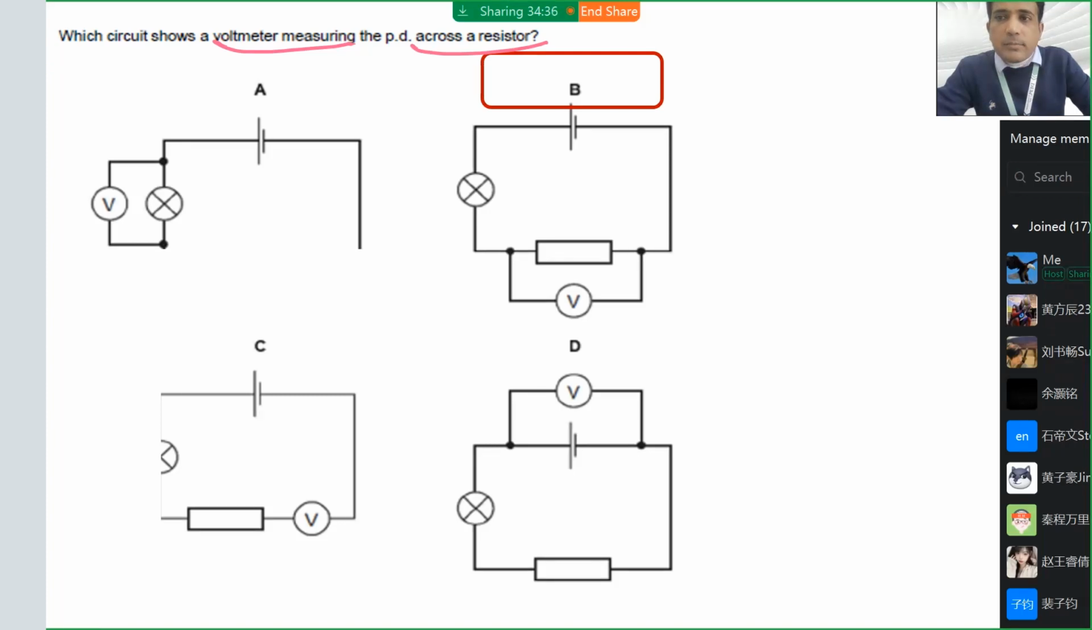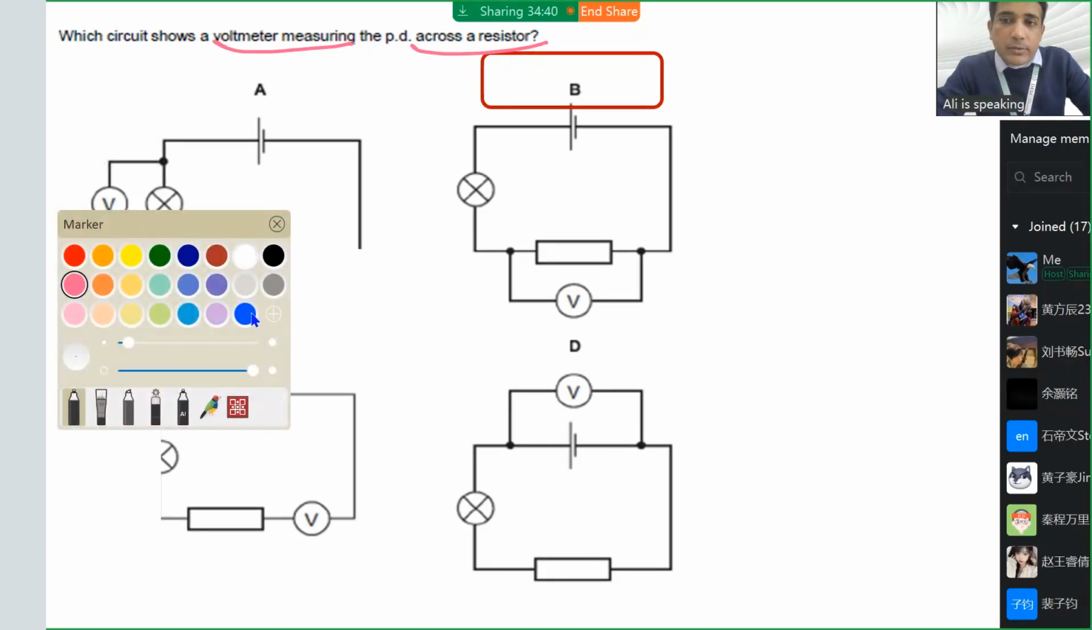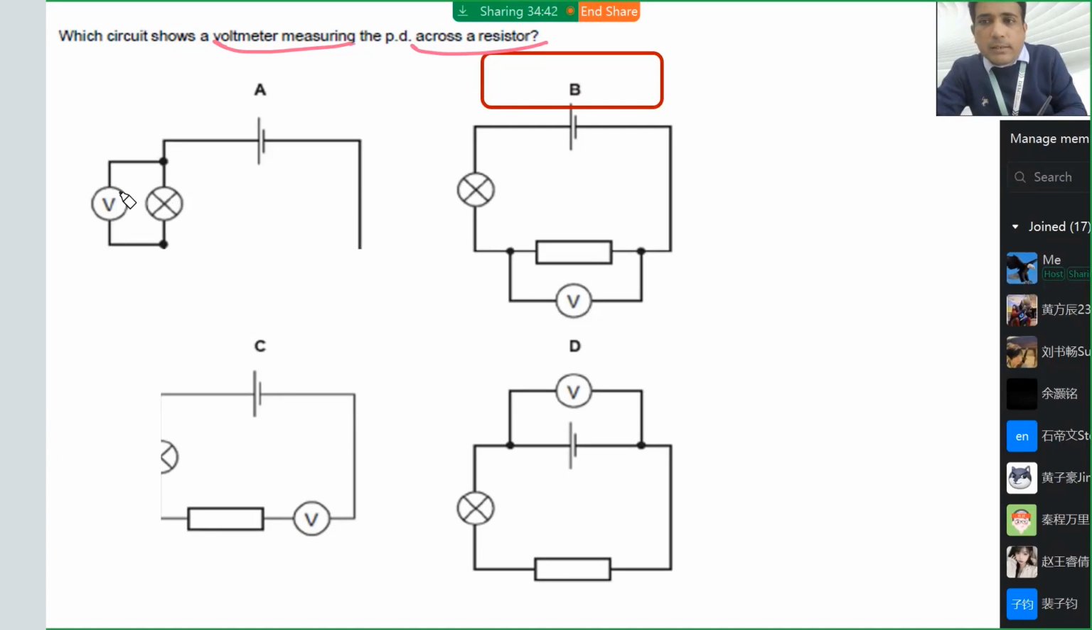Now let me explain why the other answers are not right. If you look at this one, this is measuring potential difference across the light bulb. We have to measure across the resistor. So this is connected at the wrong place. If you look at this one, this voltmeter is connected wrong. It has to be in parallel to this resistor. So this one is wrong. If you look at this one, this voltmeter is connected across this cell, not across this one. So this is also wrong. It has to be here. And this one is the only right answer. Let's move on to the next one.